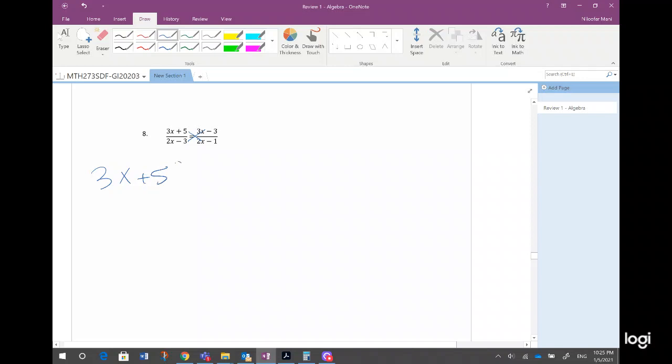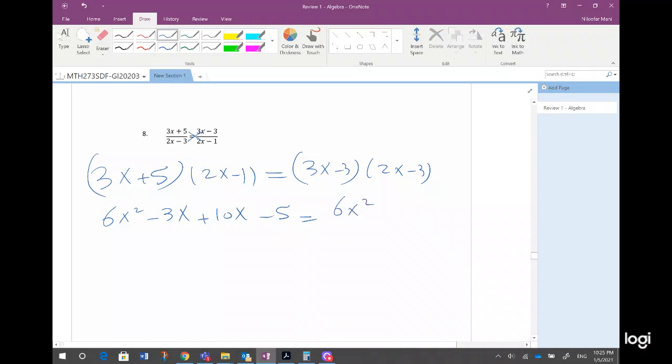So 3x plus 5 multiplied by 2x minus 1 equals 3x minus 3 multiplied by 2x minus 3. That's 6x squared minus 3x plus 10x minus 5 equals 6x squared minus 9x minus 6x plus 9. So this one and this one cancel each other. This one and this one make 7x minus 5, and I have minus 15x plus 9.